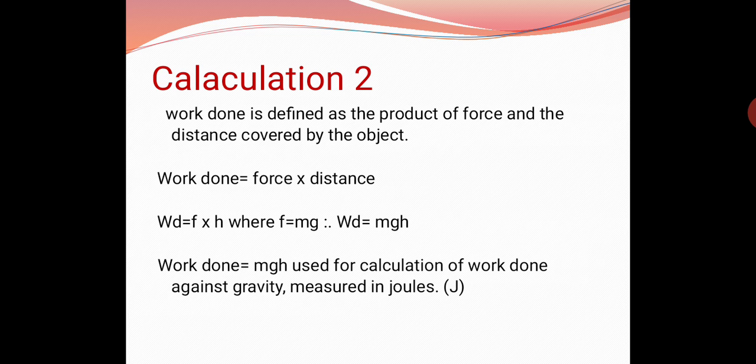Our force from the first calculation is F equal to mg, and we know that our work done is equal to force times distance. If we substitute our F into the formula of work done, we have mass multiplied by acceleration due to gravity, and the distance. Now, work done is equal to mgh, used for calculation of work done against gravity. It is measured in joules. The first one is the formula to measure the force. Now, the second formula is the one to measure work done.